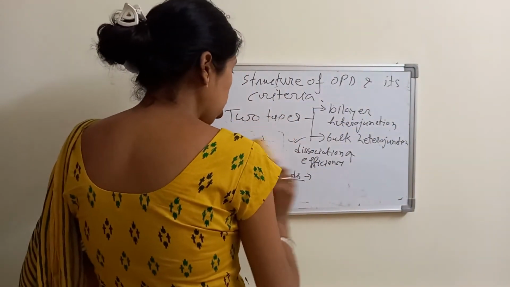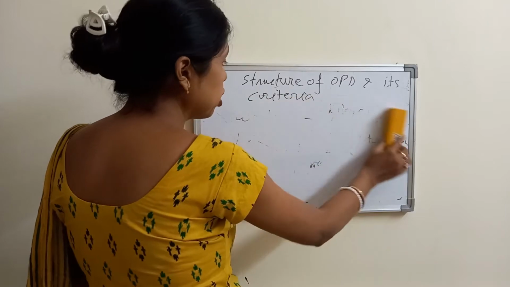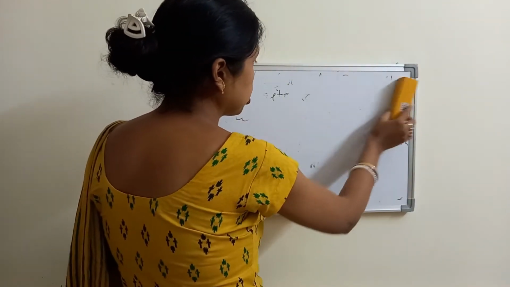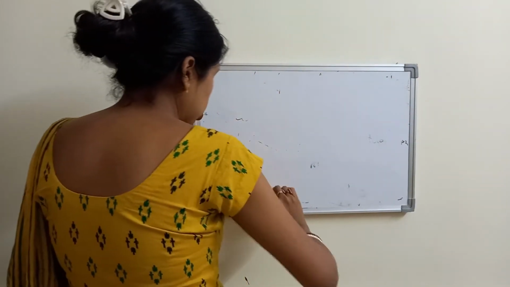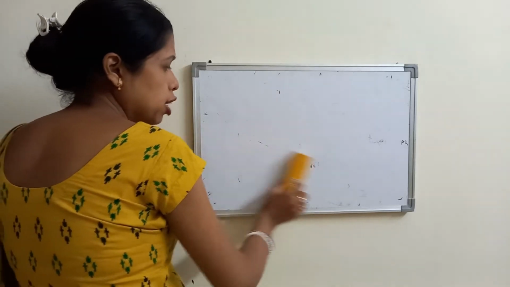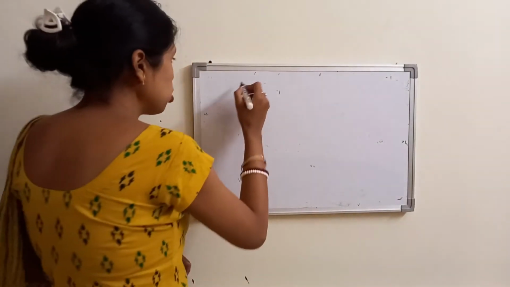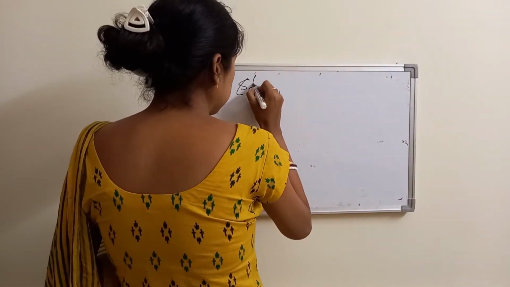Now coming to the conditions and criteria we have to follow for designing the organic photodetector. Today I'll focus on a few points, and next class I will continue this. Just the criteria.